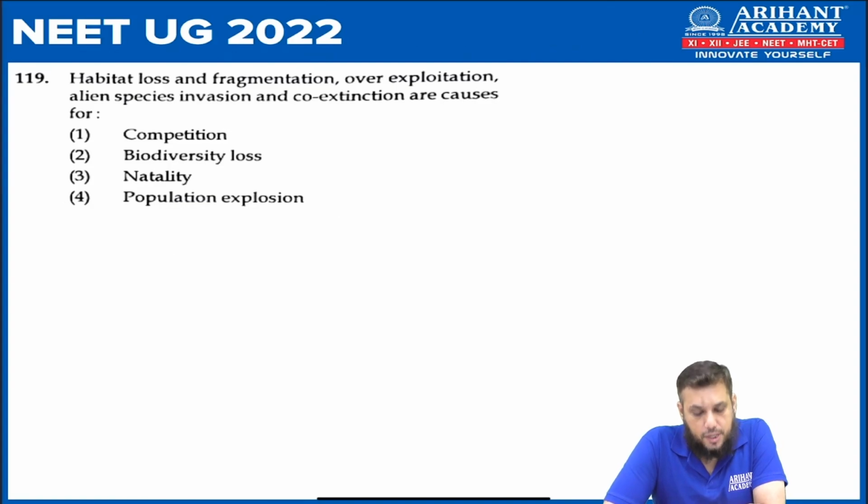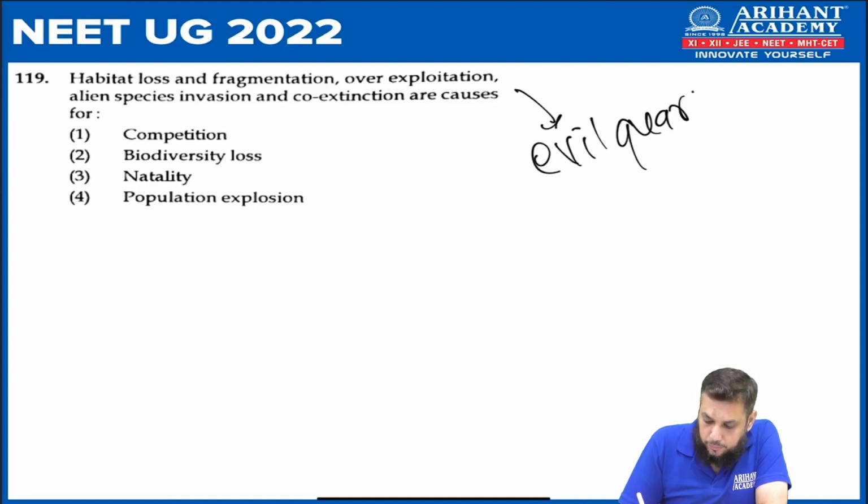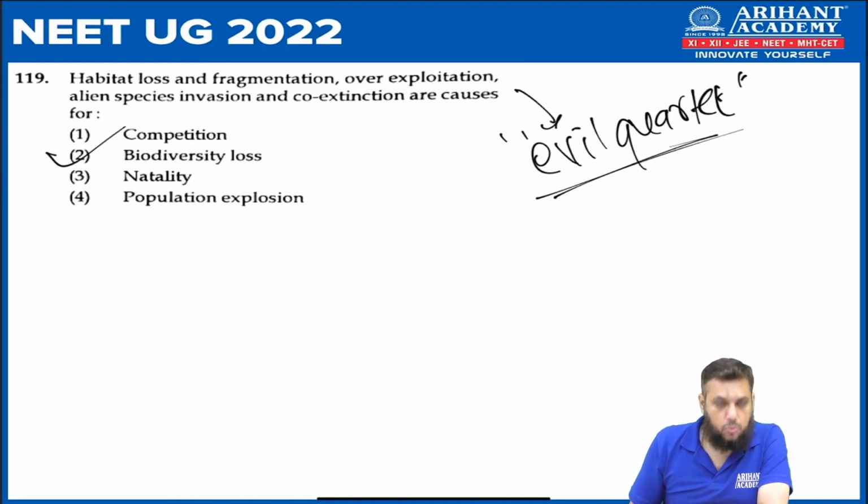119, it is from the ecology section, the last 4 chapters. Habitat, now this is from your topic biodiversity and conservation, right? Habitat loss and fragmentation, overexploitation, alien species invasion, co-extinction. It has been mentioned as the evil quartet, and this evil quartet is responsible for biodiversity loss. So the answer will be 2.